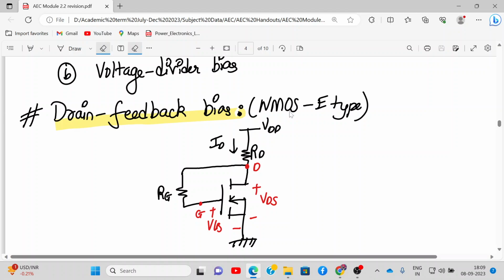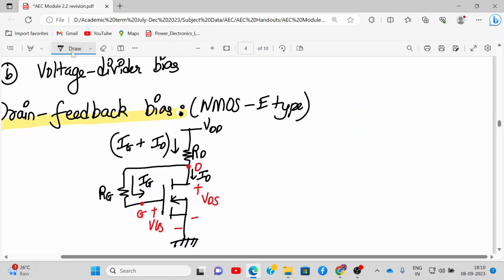Let me just, this pen tablet is a little bit misbehaving. Let me connect it again. Yeah, I hope so. It's connected now. So my IG current is in this direction. Okay, so this will be IG plus ID, and this current will be ID. Got it? Did you understand what we have written? Hello? Understood this? Yes, sir. Okay.